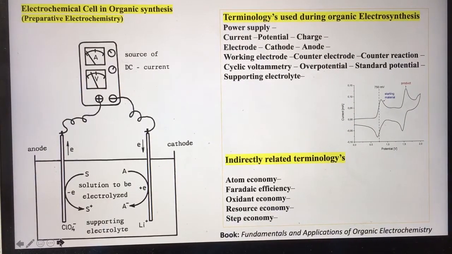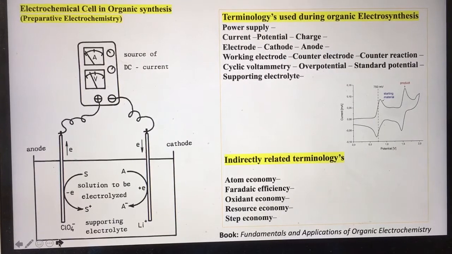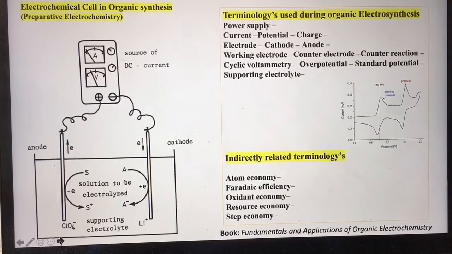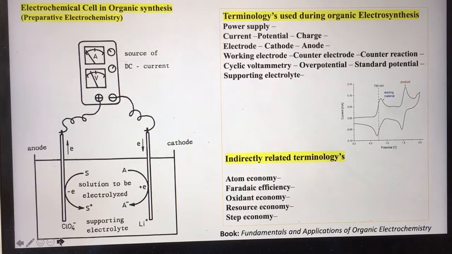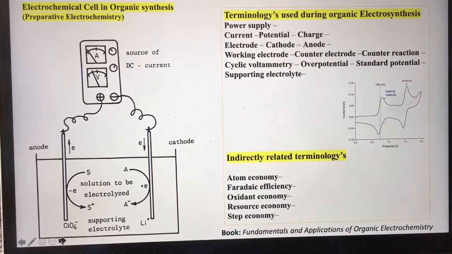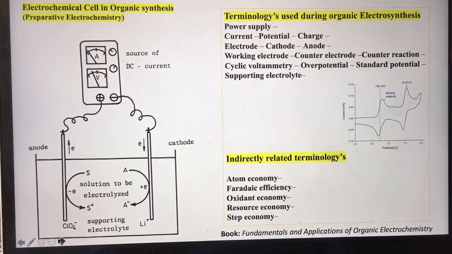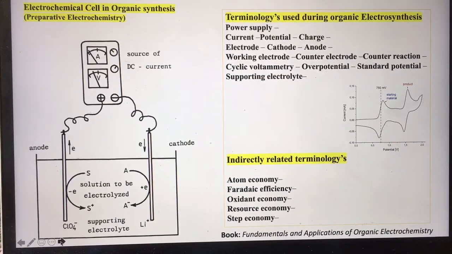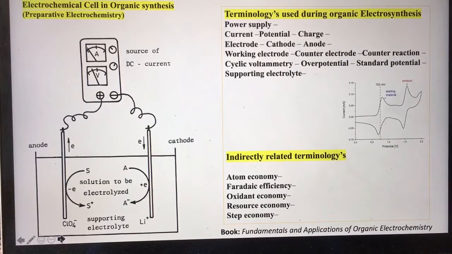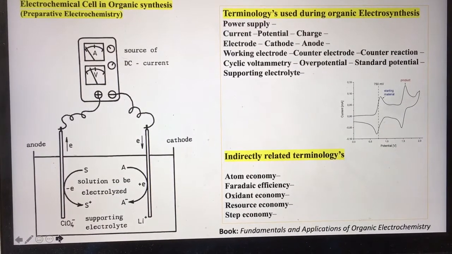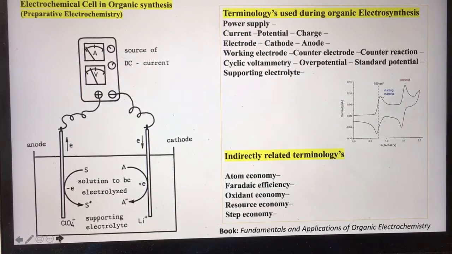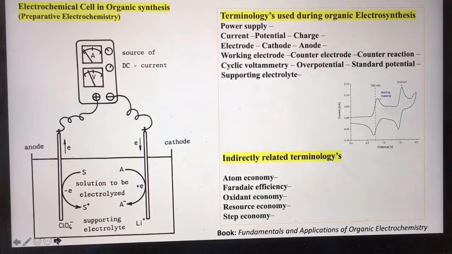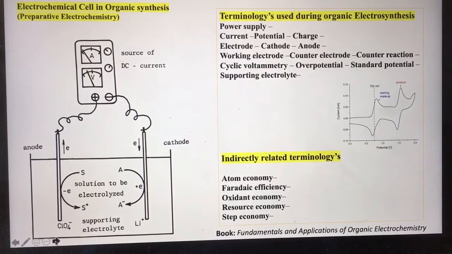Some other indirectly related terminologies which are used in electrochemical synthesis: atom economy, maximizing the number of atoms of the raw material that are incorporated in the desired product. Faraday efficiency, the ratio of coulombs consumed in forming the chemical product to the total number of coulombs passed through the cell.